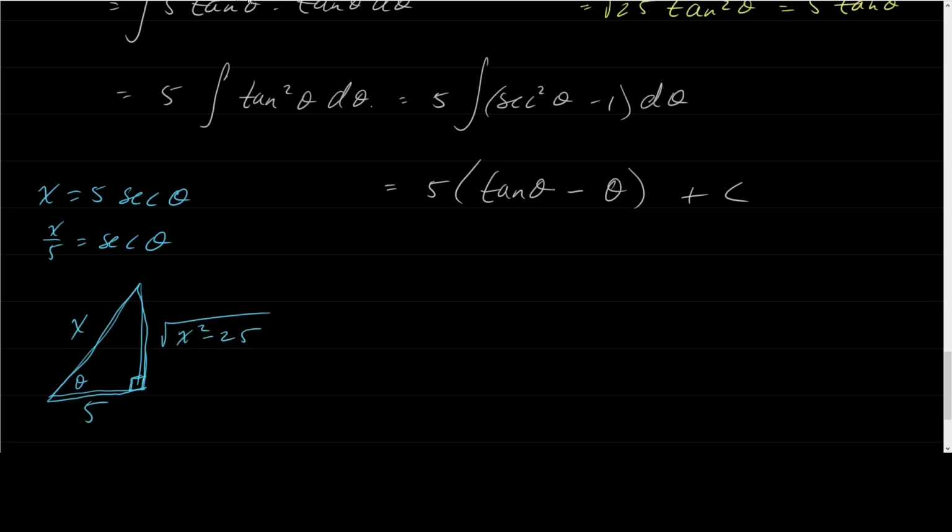So now we're going to go back into this part over here. So we have 5 times tangent. Based off of this angle, tangent is opposite over adjacent. So I end up with the square root of x squared minus 25 over 5 minus theta.